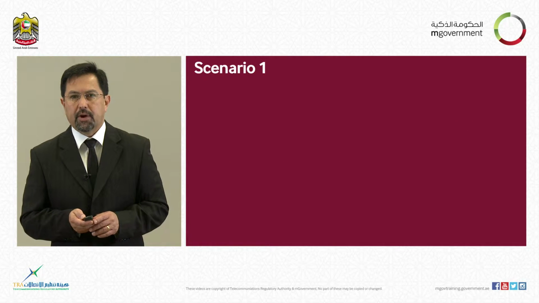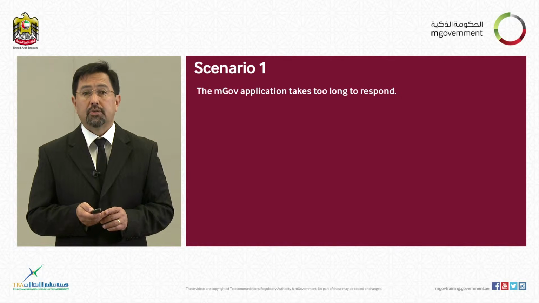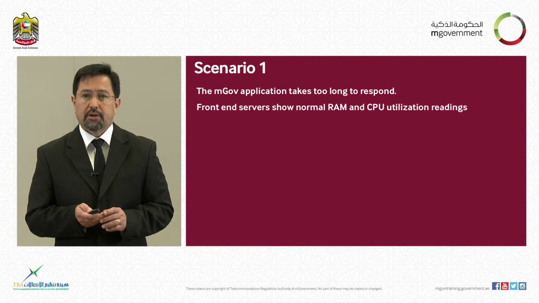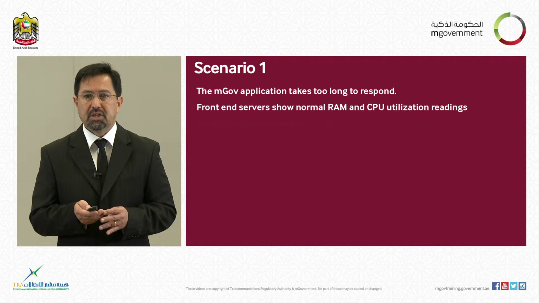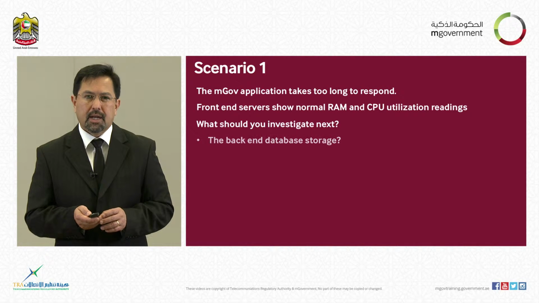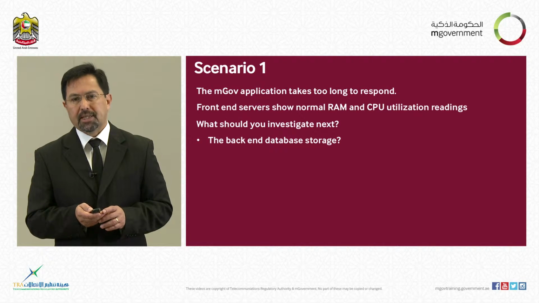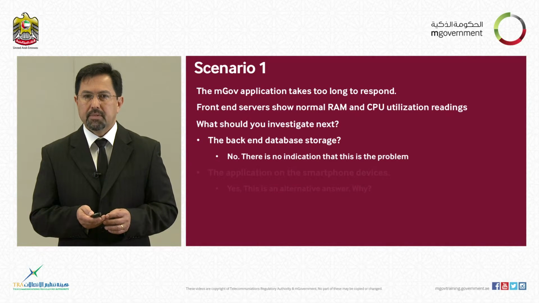So here's the first scenario. There's a mobile government application that takes too long to respond. The front-end server readings show normal RAM and CPU utilization. So the question is, what should you investigate next? How about the back-end database storage? Is that the place to begin? No, there really is no indication that this is the problem.